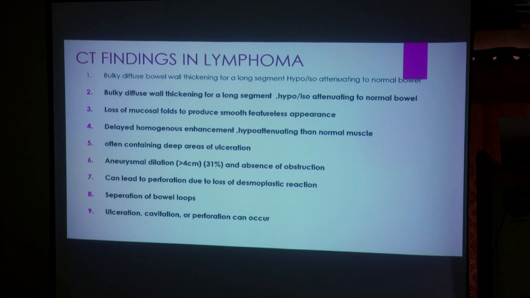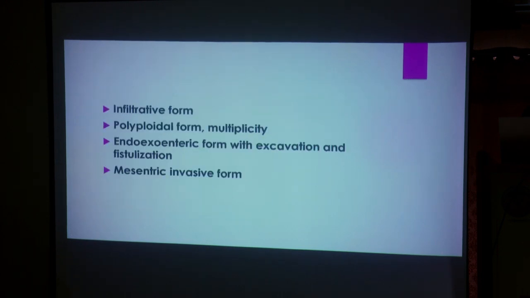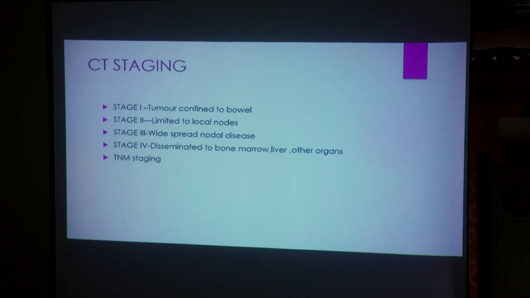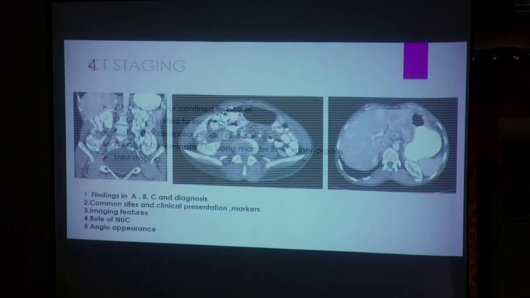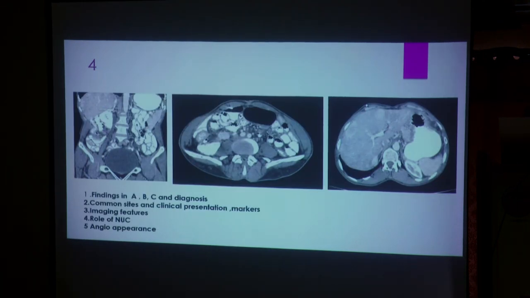CT findings, already we have discussed in the same case itself. A bulky wall involvement, and the differentiation from adenocarcinoma is that here the enhancement is delayed and less than that of the muscle, or it may be equal to that of the muscle. And of course, aneurysmal dilatation will be seen in about 30% of cases. Other forms of lymphoma and CT staging is very simple, but nowadays TNM staging is also followed. Stage 1 is a tumor confined to the bowel, 2 is limited to nodes, 3 is widespread nodes and 4 is disseminated disease. So moving on to the next case.